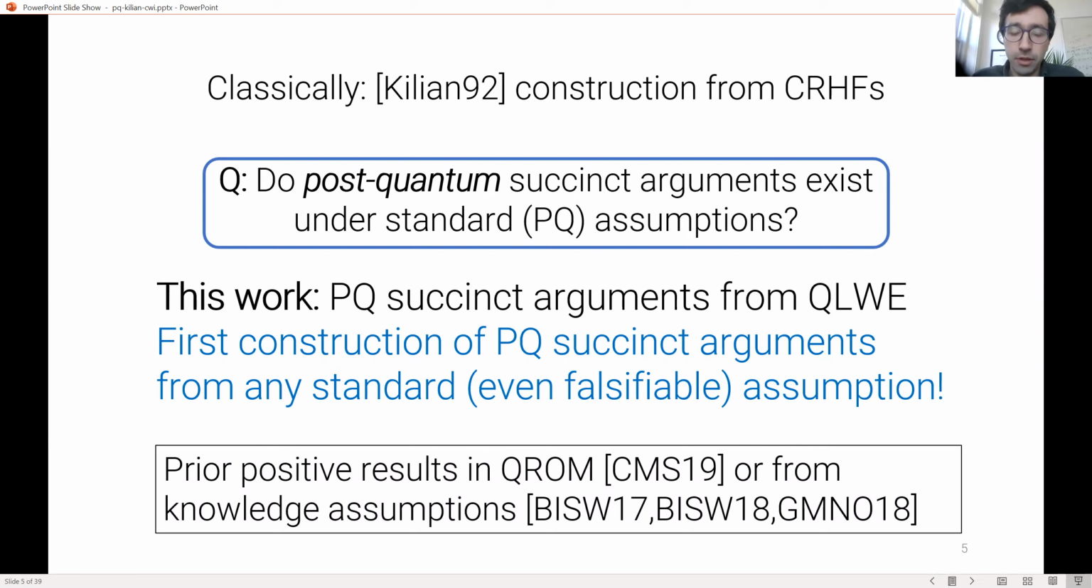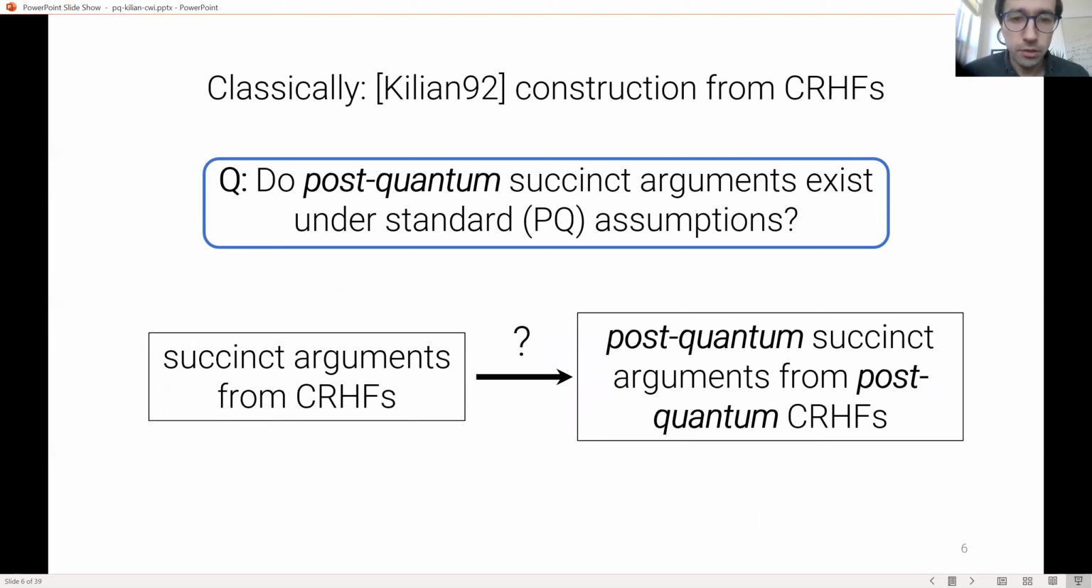There were some prior positive results, which I just mentioned. You can get succinct non-interactive arguments in the quantum random oracle model, or using some kind of post-quantum lattice-based knowledge assumption. But these are not falsifiable assumptions. So an actual question is, we have succinct arguments from collision-resistant hash functions due to this classical construction of Killian. Why doesn't this immediately give us post-quantum succinct arguments if we just make the CRHF post-quantum? I mean, we believe that there exist post-quantum CRHFs, so why not just do that?